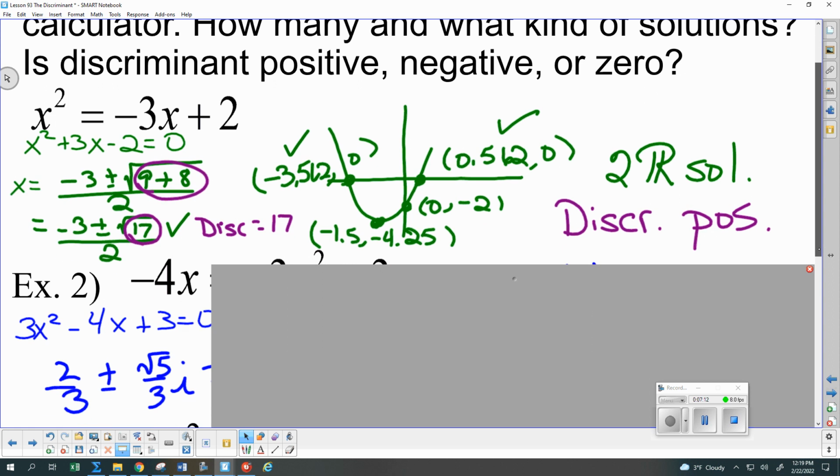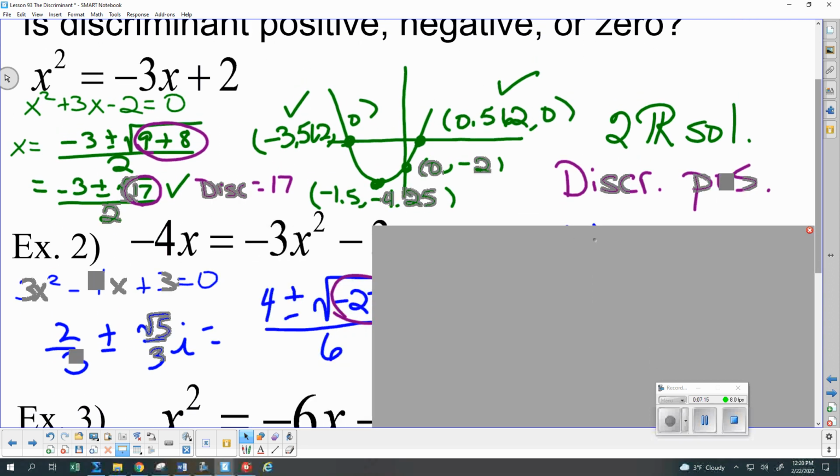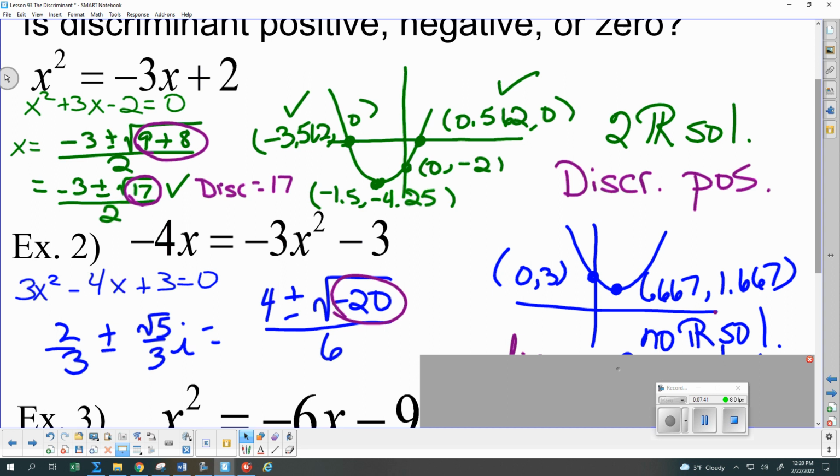Okay, for our second one, when we plugged in on that, we got 4 plus or minus the square root of 16 minus 36 when we did the b squared minus 4ac. So we have the square root of this negative thing, which means that we ended up with these complex numbers, 2/3 plus root 5 over 3i and 2/3 minus root 5 over 3i, two different complex numbers for our solutions. When we did the graph, it did not cross the x-axis at all because it had no real solutions, or now because it had two complex solutions. And we got the vertex at 2/3, 1 and 2/3.